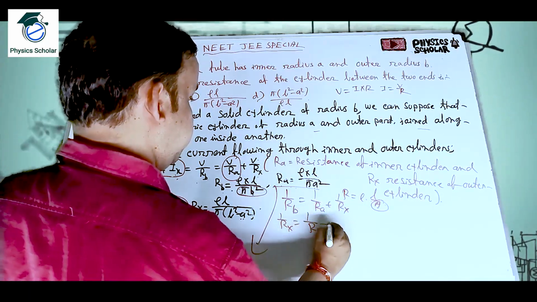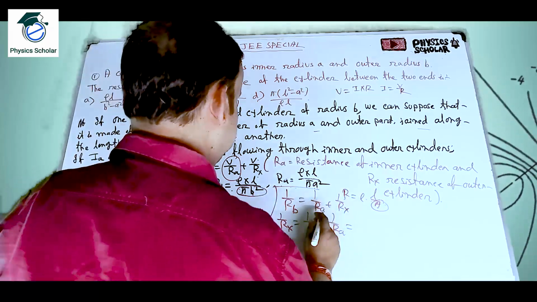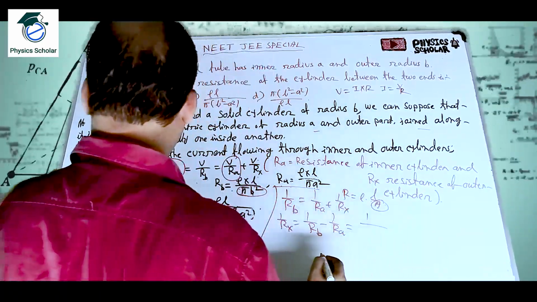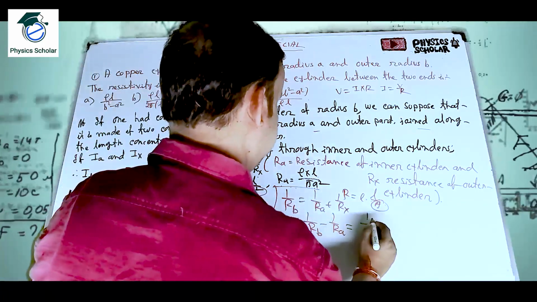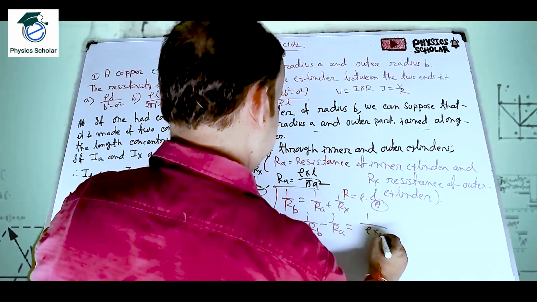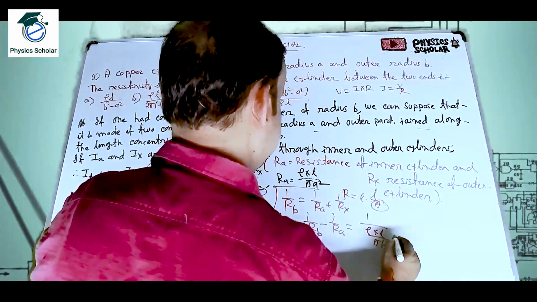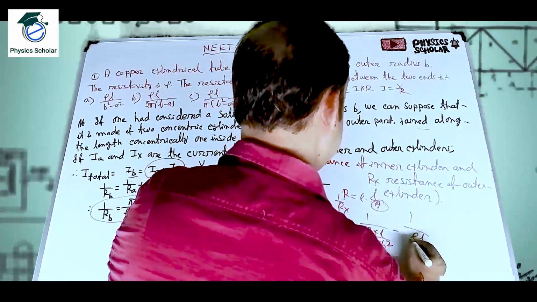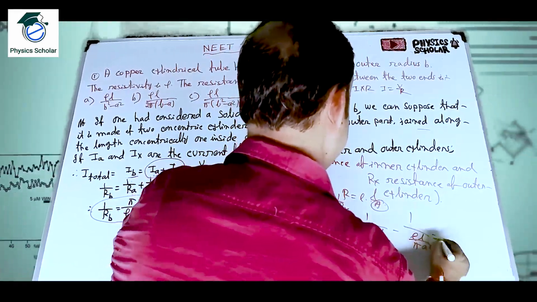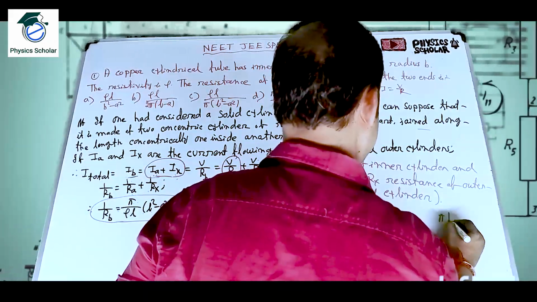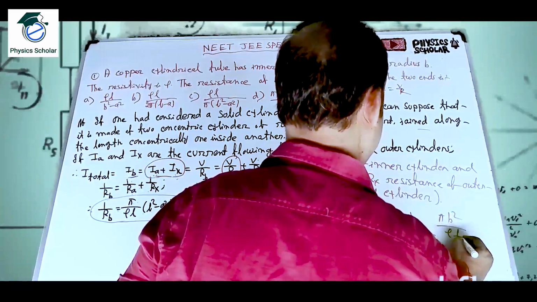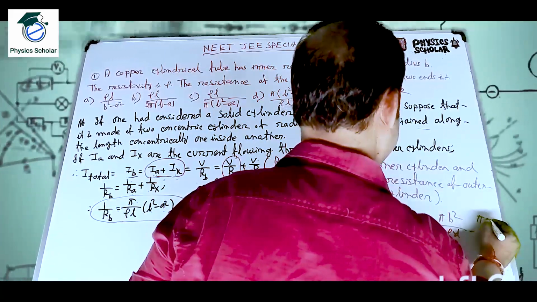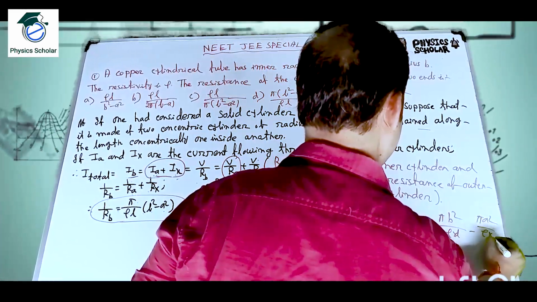1 by RB minus 1 by RA. So what is 1 by RB? 1 by RB means rho L by pi b square, minus 1 by RA, which means rho into L divided by pi a square. Clear? So that means pi b square divided by rho L, minus pi a square divided by rho into L.